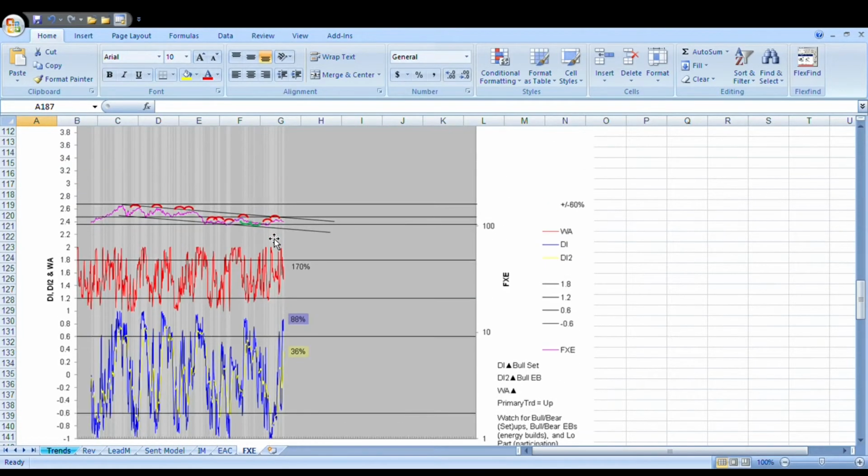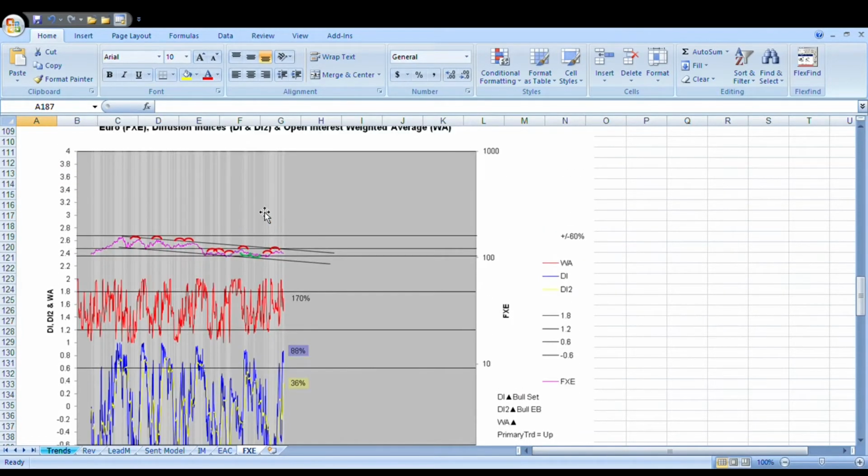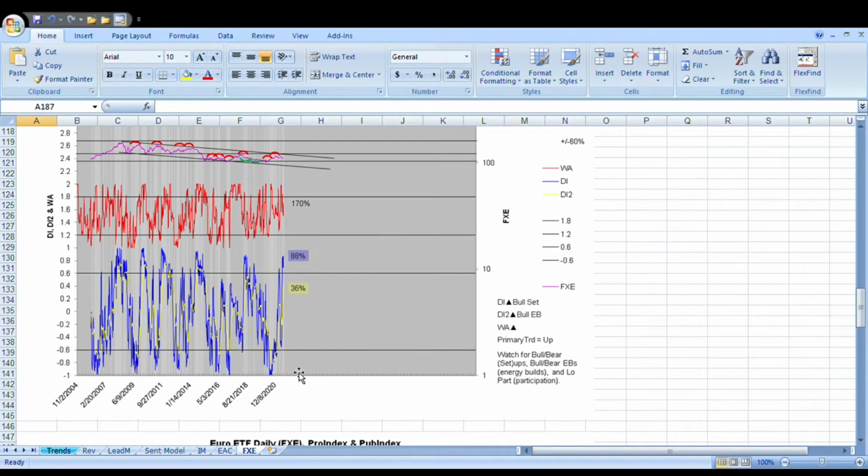And the same type of discussion can be made for the euro. The euro had a huge bearish energy build right here, and it was ignored for a while. And I said, well, be careful. We've seen this before. Here, there's bearish energy builds, bearish energy builds. The euro continued to rally, and then all of a sudden fell off a cliff. We've done this before.